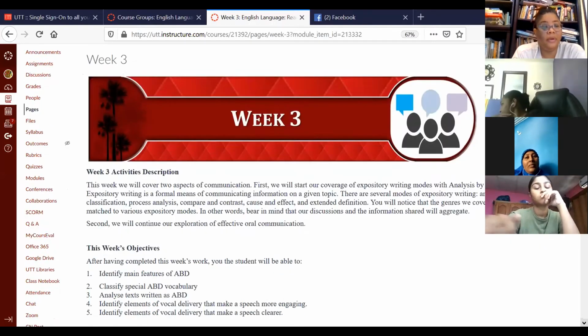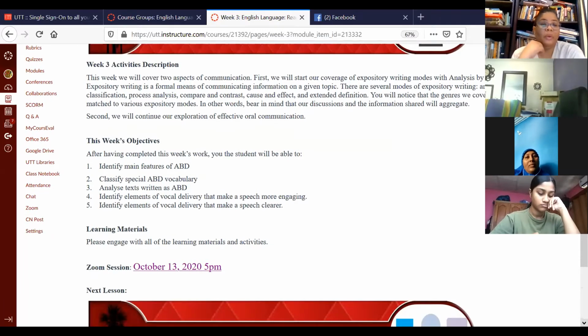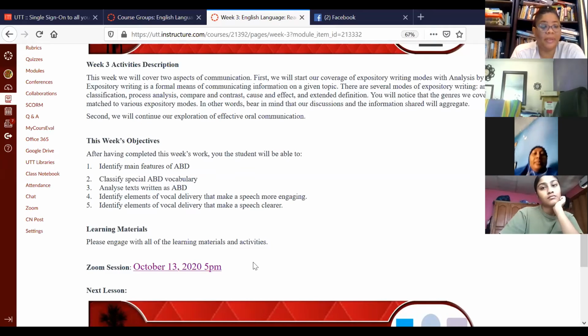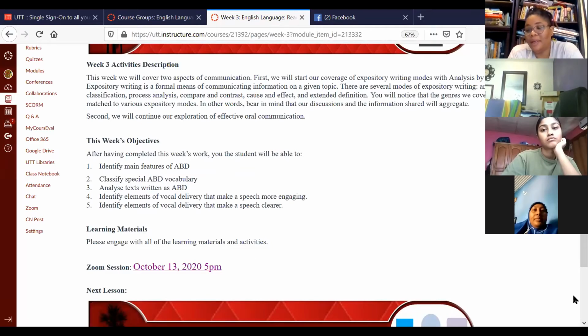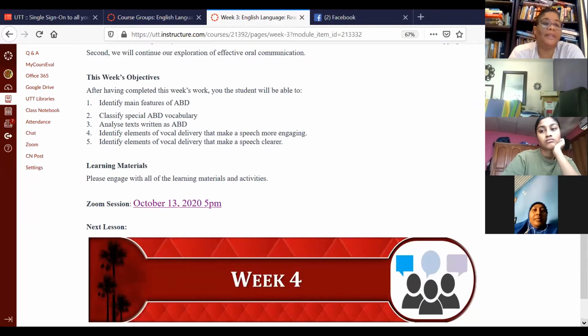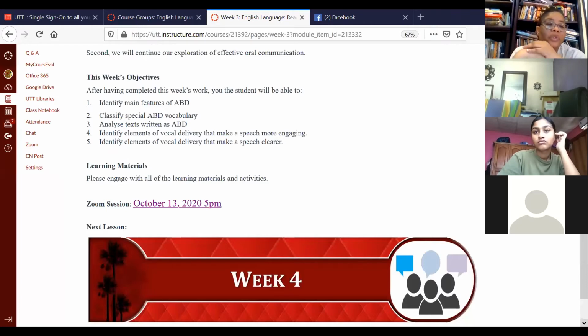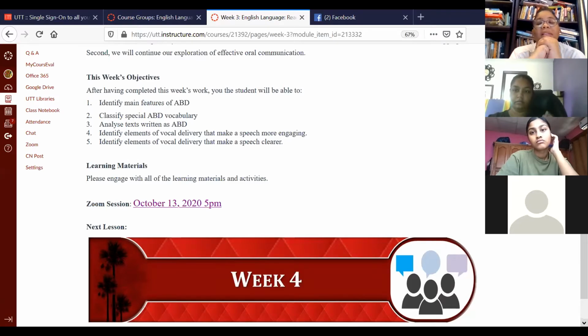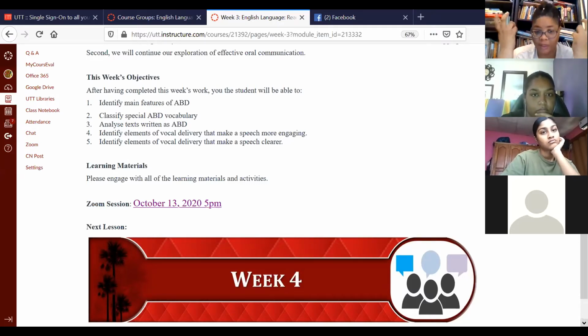So what we want to get out of this week. Oh, it's not supposed to be 5 p.m. Anyway, that's a typo. We want to find the main features of an analysis by division. Look at some of the language we use when we're talking analysis by division, and you will spot that more in the sample writing. So look for language that clues you in that we are analyzing by splitting up a large topic into smaller topics.